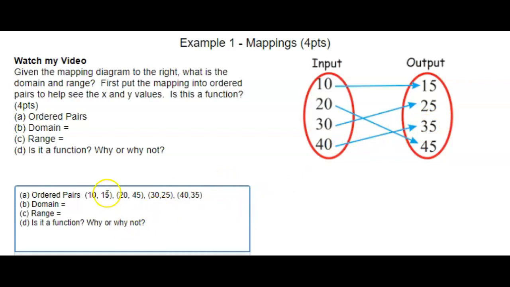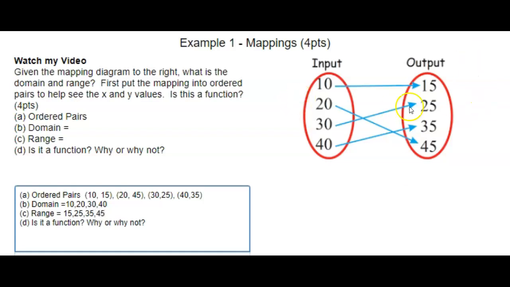Okay. So why did I do that? Because then maybe it's easier for you to realize what the domain is. So the domain is just the first numbers. So it'd be just 10, 20, 30, 40. That would be my domain. And the range are just the second numbers. So my range would be 15, 25, 35, and 45.